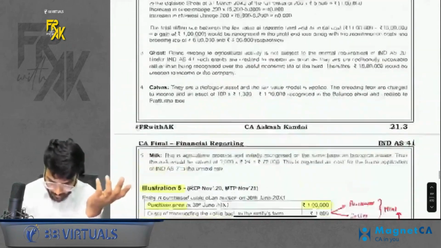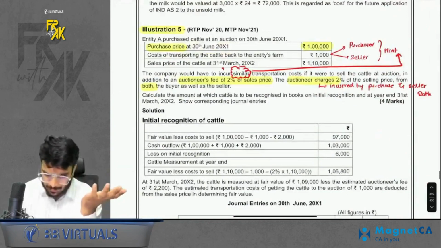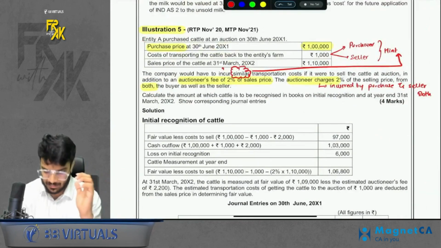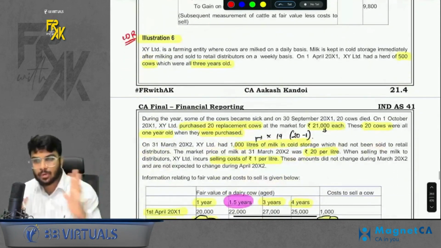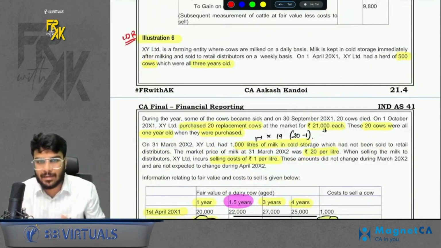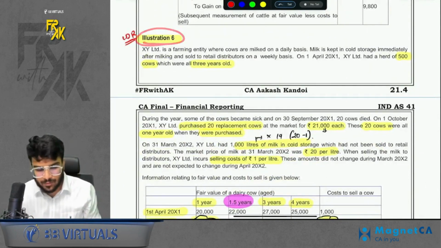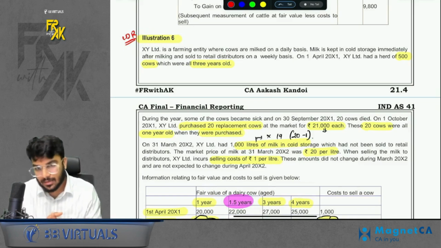Apart from this, we also have basic questions you can revise on your own, and don't leave them, at least revise them. Okay, I am just revising those questions which are good from exam point of view. The next question which we will revise is illustration number 6. What do we have in this?